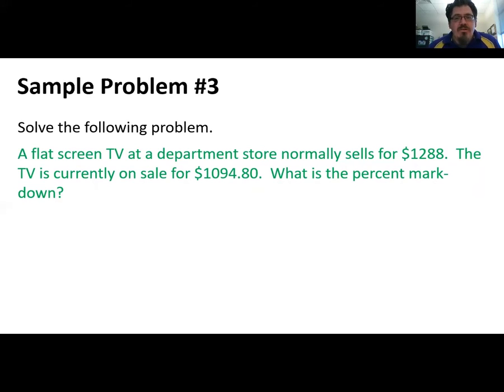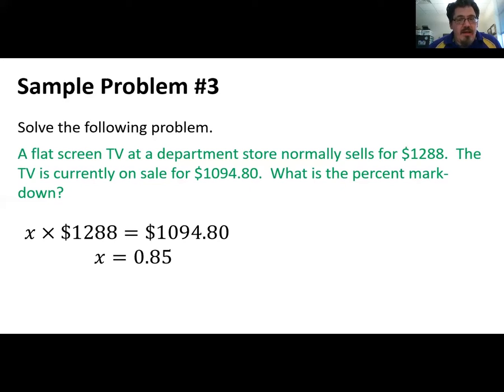Okay? So what we're going to do is, again, set up an of-is kind of problem. So it's basically figuring out what percent of 1,288 is the 1,094.80. Okay? So again, with an of-is problem, get the numbers in the right spot and solve the little mini equation. So we need to divide both sides by 1,288.